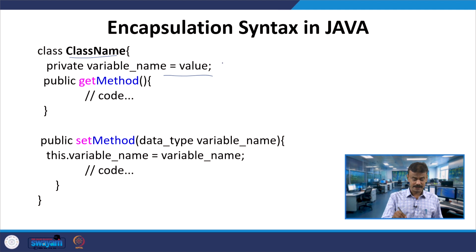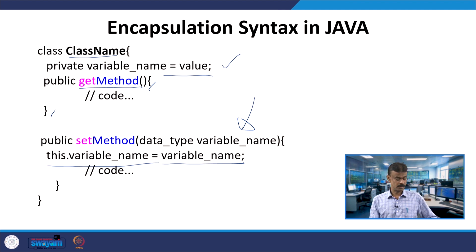One is private member data, or you call it a data member in Java, and another one is a public method, a public get method. Assume that you have returned from the get method, and then you have one more method called set method. In the set method you are passing a variable name, and the variable name is assigned to this dot variable name. We use the this pointer in many cases, just recall. So, this dot variable name equal to variable name.